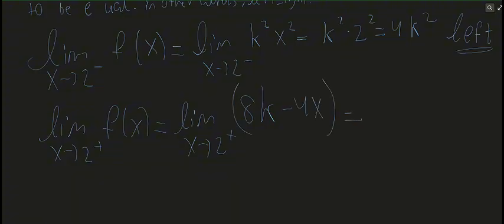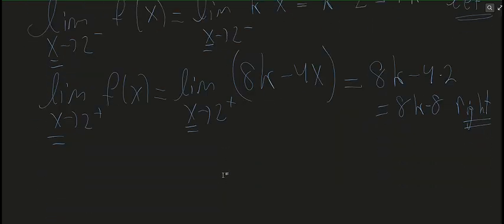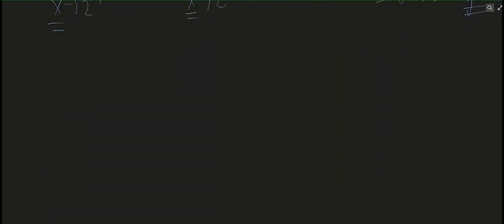So let's actually plug that in with the x. Remember, it's x that does the approaching job. It's not k. K is an unknown that we have yet to resolve. So we plug what x approaches into the x, not k. So 8k minus 4 times 2, which is 8k minus 8. And that is going to be the right. Good. Now, to make it continuous, we've got to make left equal right. So to ensure continuity, we want left equals right.